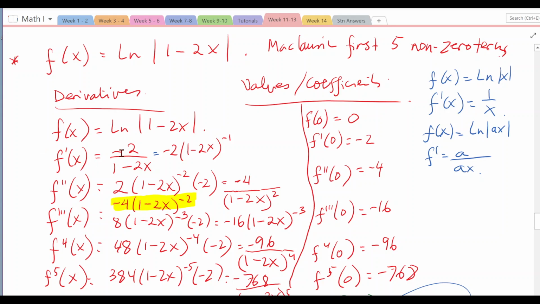The first derivative will be, notice here the negative 2. We have to include that as the derivative: negative 2 all over 1 minus 2x, which is everything inside the brackets. This is also equal to negative 2 times (1 - 2x) to the power of negative 1.